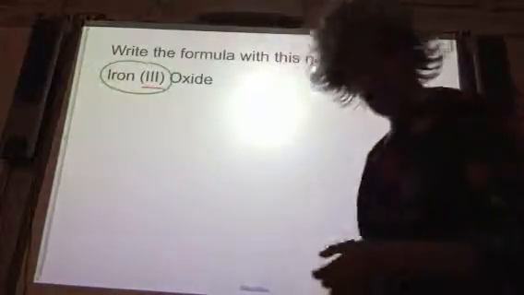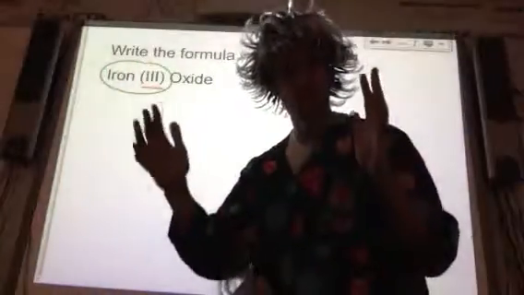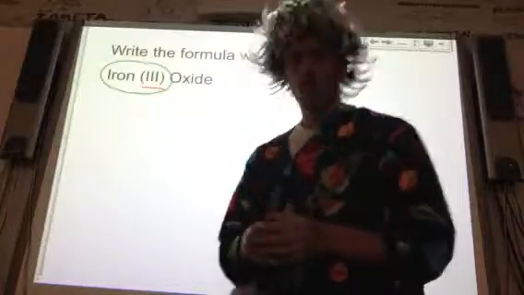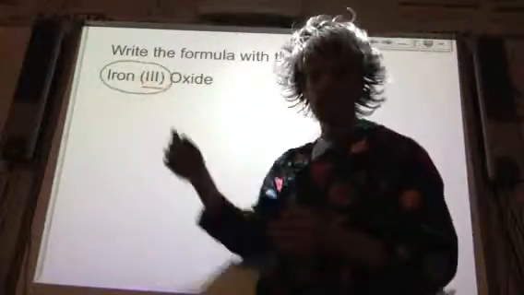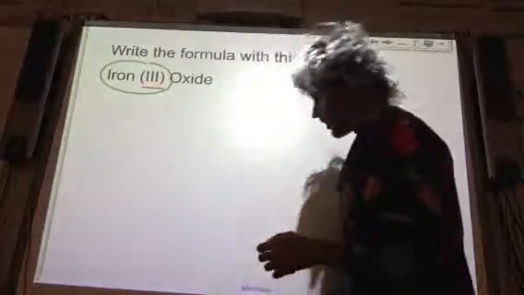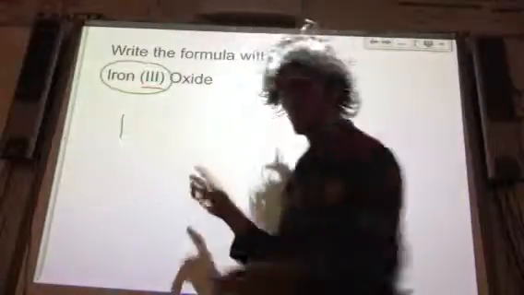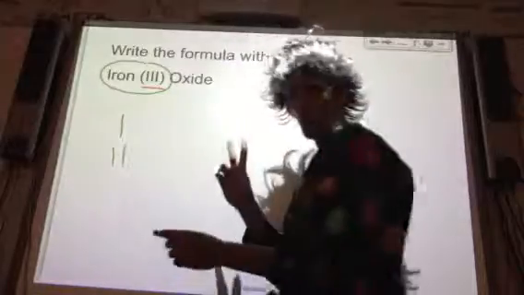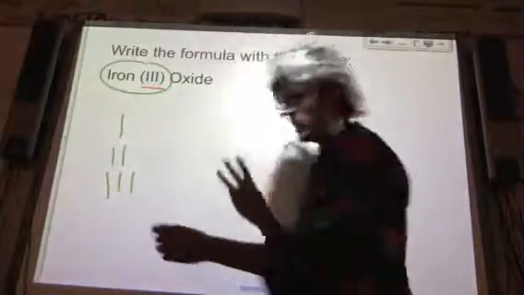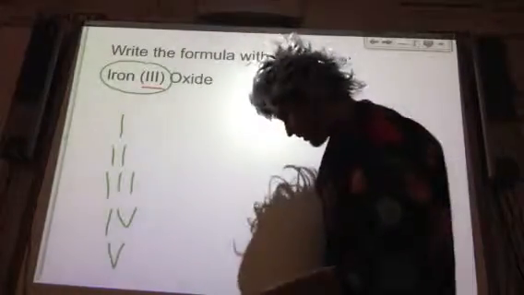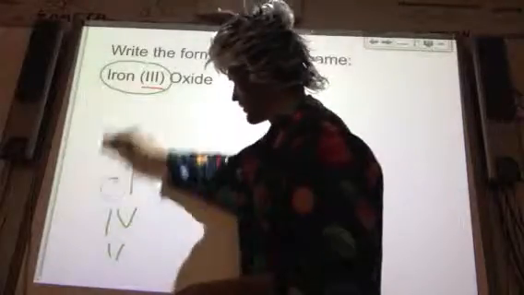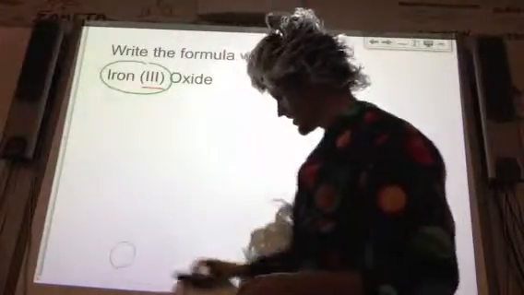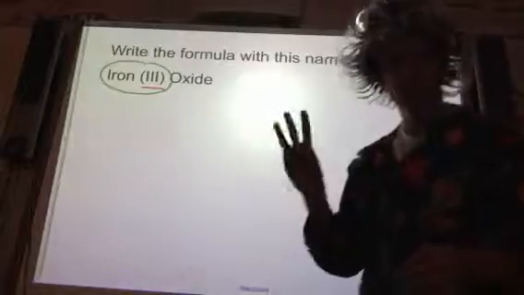Now iron, just like lead, can have different charges. It's a transition metal. What's the charge of this one? It's plus 3. How do we know that? Because it's written as 3. Once again, Roman numerals. That's a 1, 2, 3, 4, and 5. Okay? So, basically, what we have is iron with a plus 3 charge.